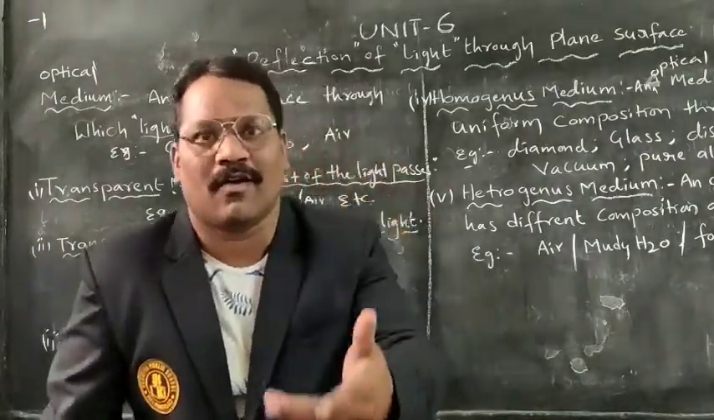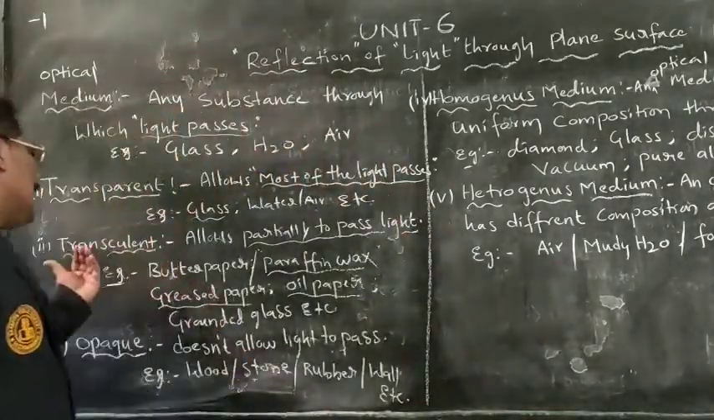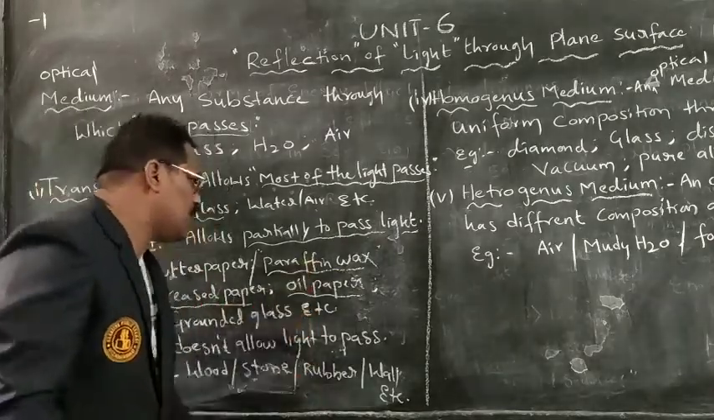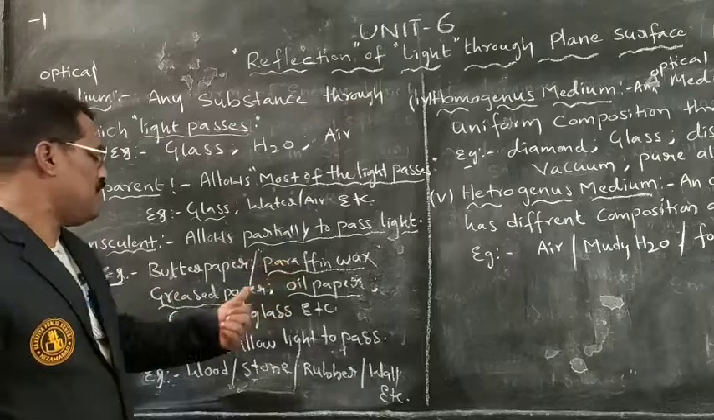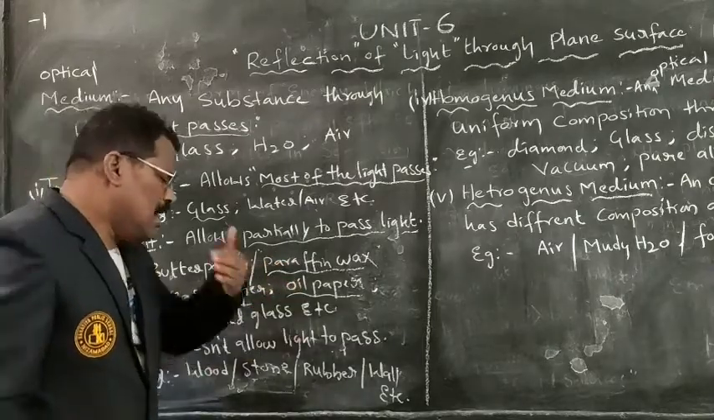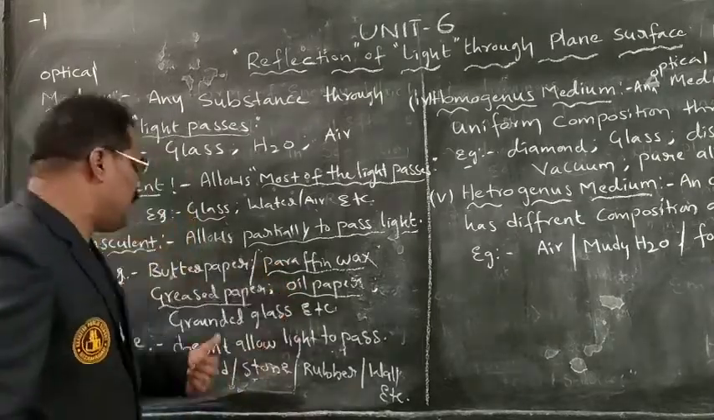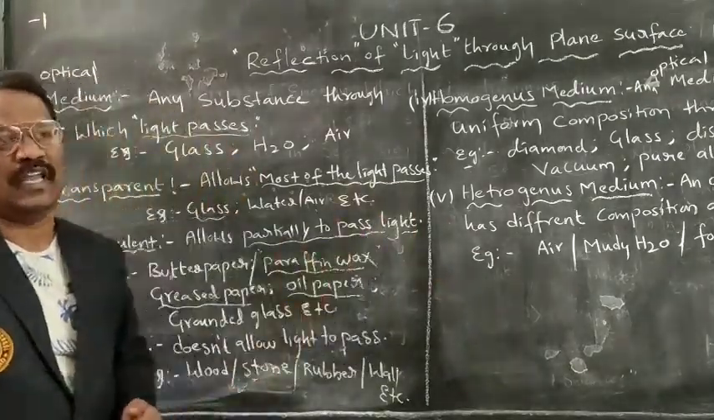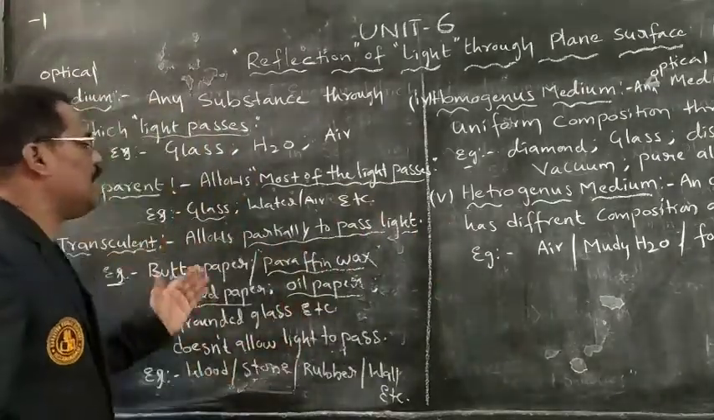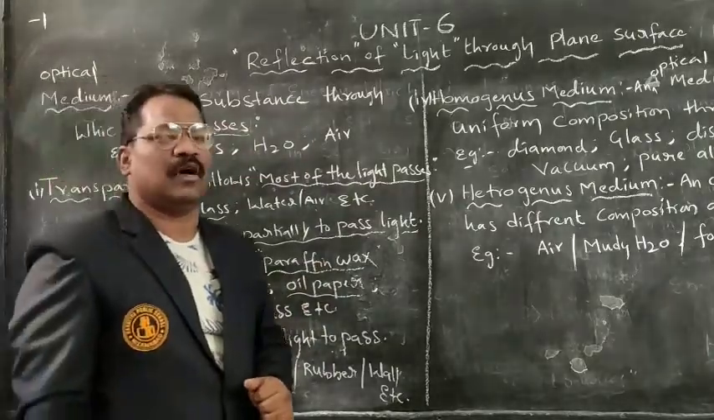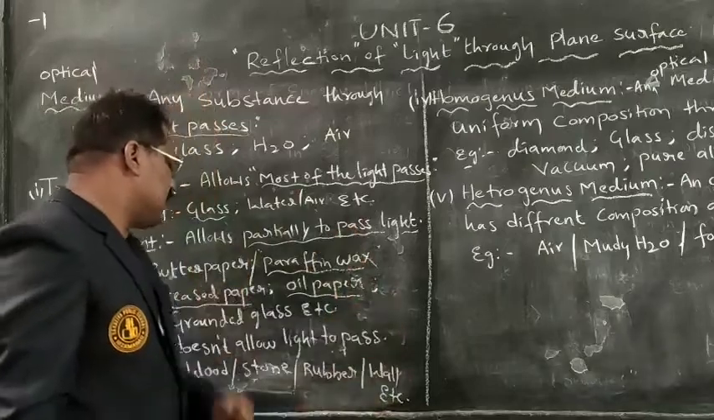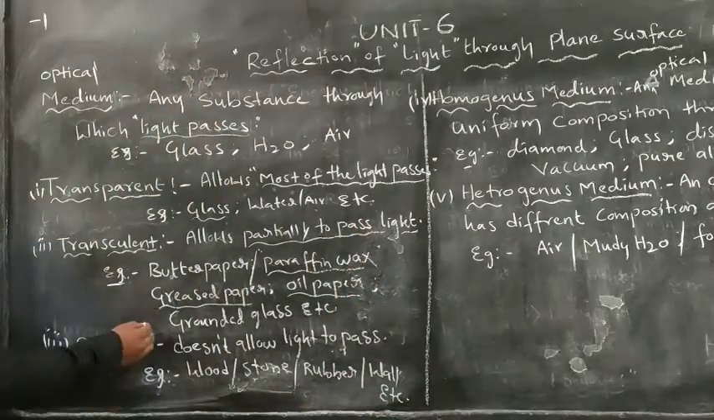Those materials are called translucent materials. Some examples I have given here are butter paper, paraffin wax, grease paper, oil paper, and next, rounded glass also. Through all these materials, if we allow light to pass, the light appears only partially. That is the second type.